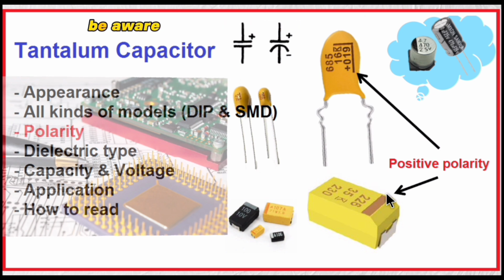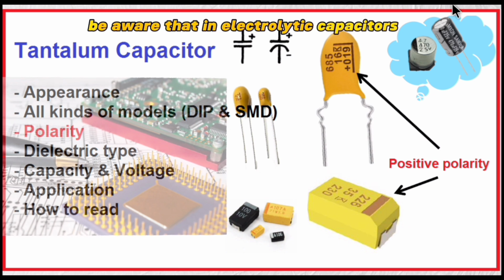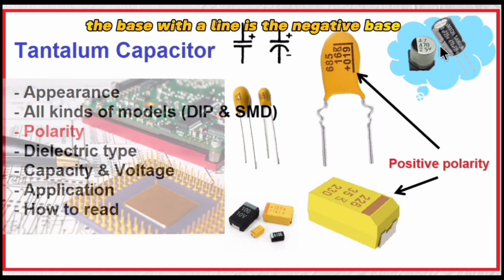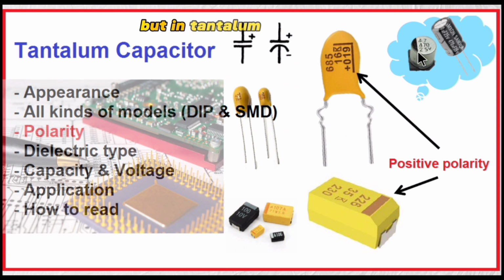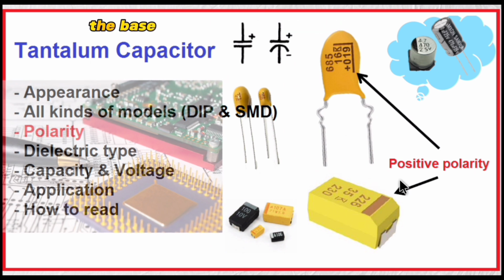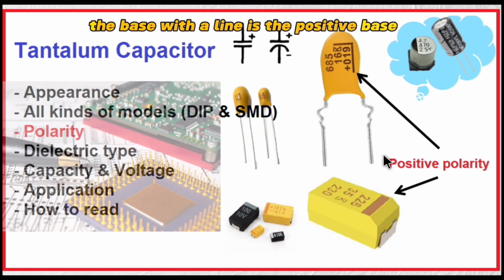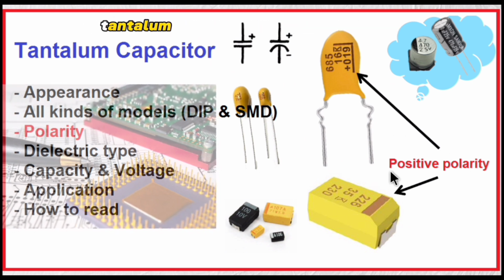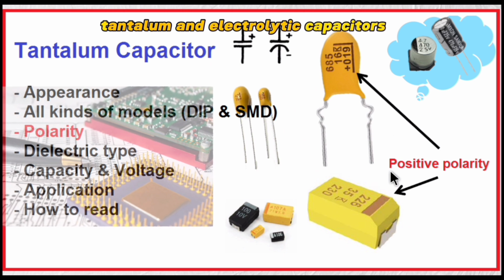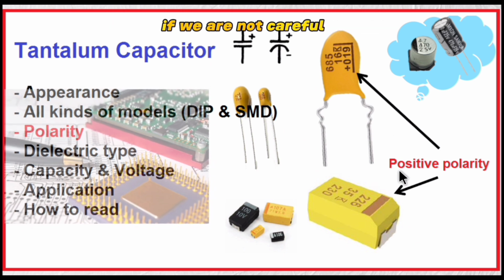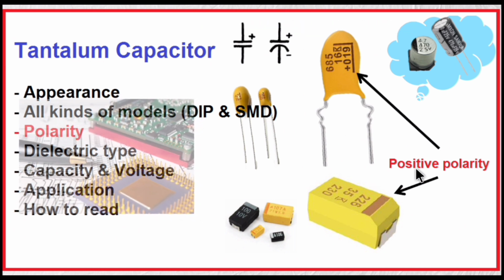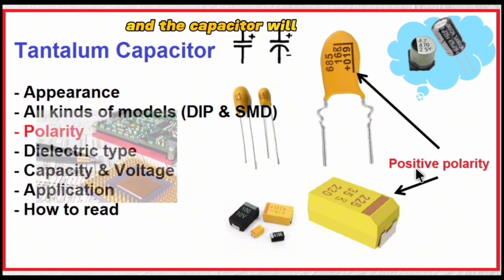Be aware that in electrolytic capacitors, the base with a line is the negative base. But in tantalum capacitors, the base with a line is the positive base. Because capacitors have polarity, in both tantalum and electrolytic capacitors, if we are not careful, we solder the positive and negative wrongly, and the capacitor will be burned.